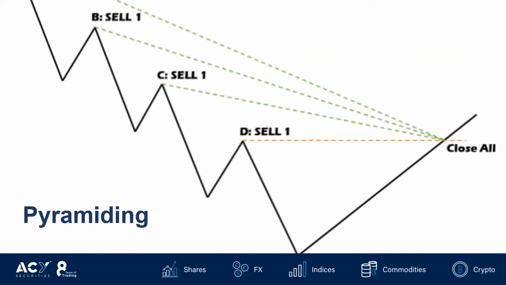This time, however, price moves a little bit higher and breaks the entry of trade D, which represents a new swing high. So this means now trade D is going to be for a loss, but trades A, B, and C are all going to be for a profit, and they hit the stop loss and close off all of our positions at the same time.